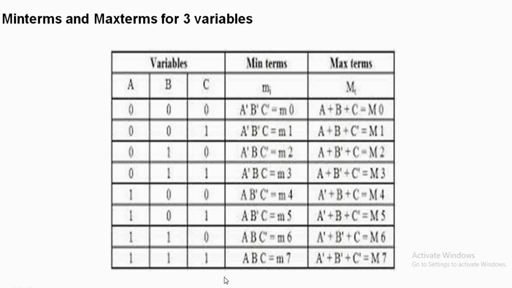Now, this is the table for 3 variables. For 3 variables, 8 possible combinations are there: 000, 001, 010, 011, 100, 101, 110, 111. So, these are the min terms and these are the max terms. Min terms are the product terms and max terms are the sum terms.